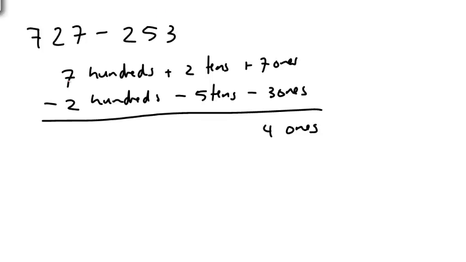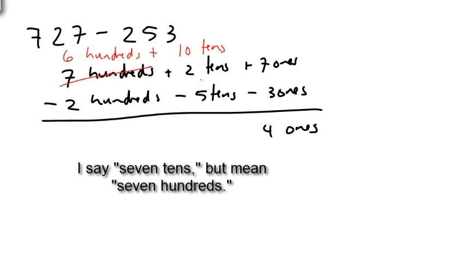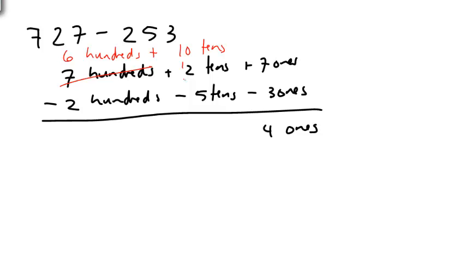We borrow one of the hundreds and leave behind 6 hundreds, and now 100 is 10 tens. And so it becomes 6 hundreds plus 10 tens plus the previous 2 tens. Now, 10 tens and 2 tens, the shortcut is to just put a little line right in front of it, 12 tens. And now, 12 tens minus 5 tens is 7 tens, and the 600s that are left minus the 200s is 400s.